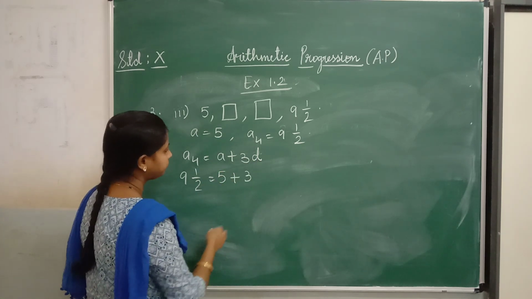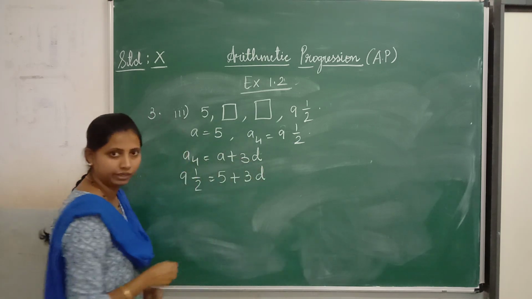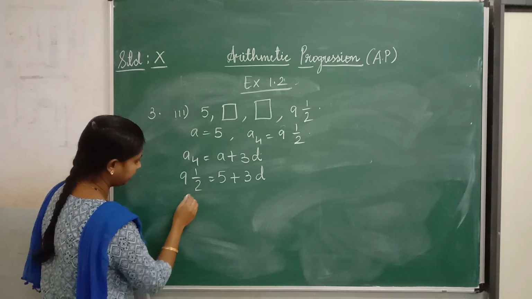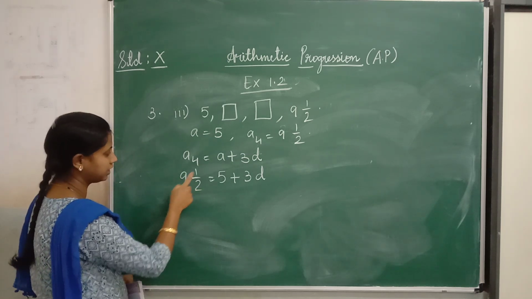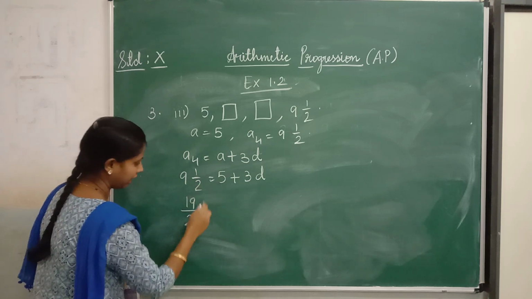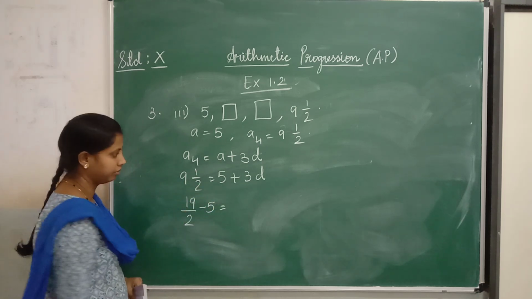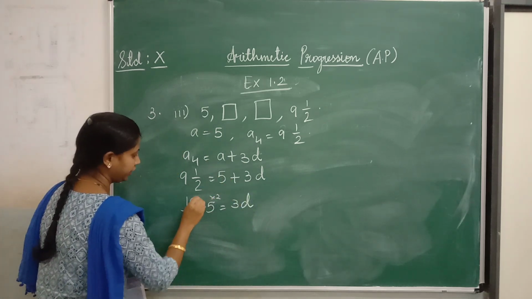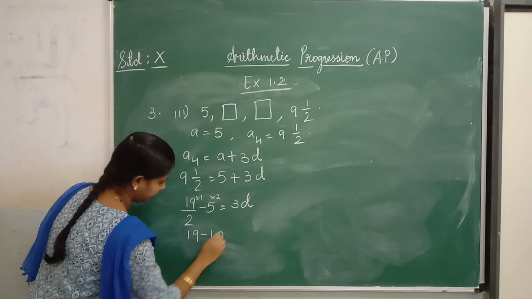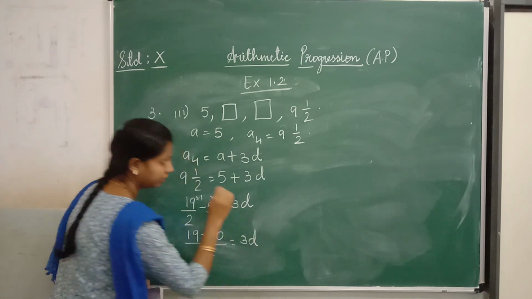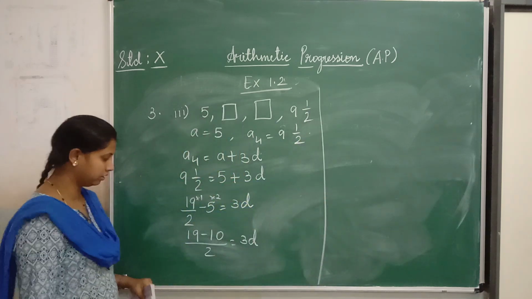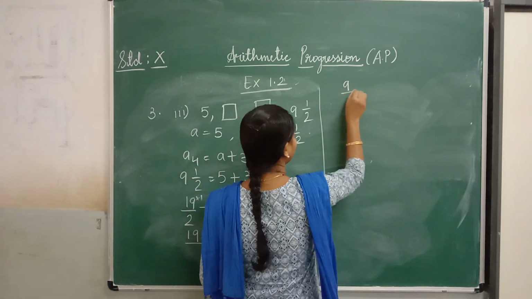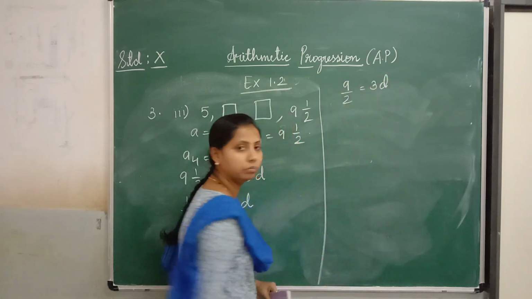What is D? D we have to find to get these unknown things. Yes? So 9 integer 1 by 2 is nothing but you can write 19 by 2. 5 if you take on this side, minus 5 is equal to 3D. Now LCM 2 into 1: 19 minus 10 divided by 2 is equal to 3D. Yes, children? Simplify. 19 minus 10 is nothing but 9 by 2 is equal to 3D.